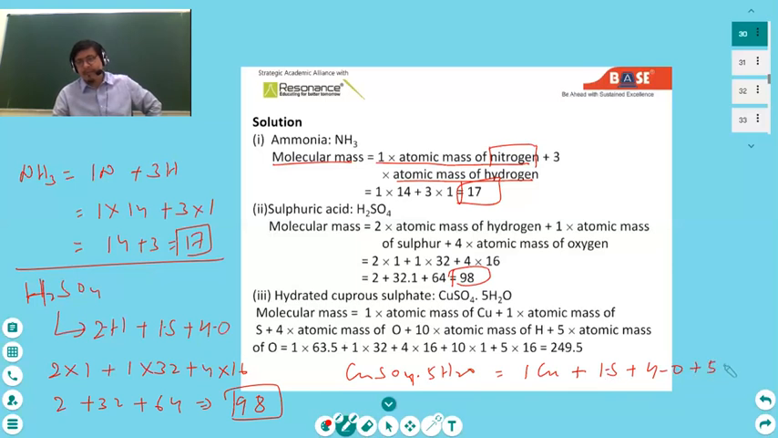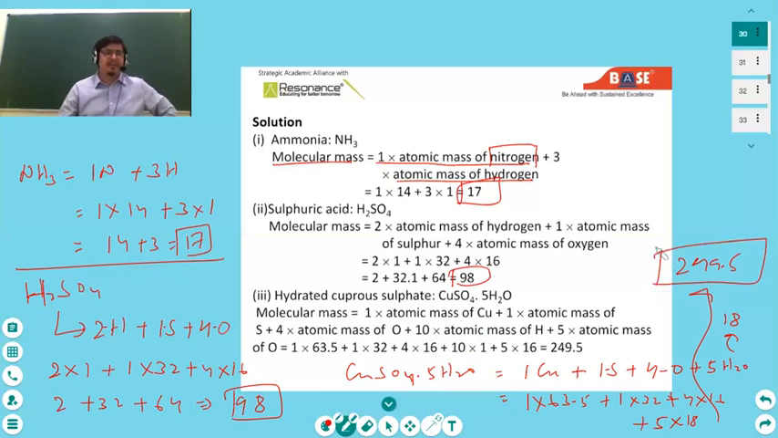And there is 5 water. Now water, till now you know it is 18, so I will keep it as 18. Copper is 1 into 63.5, sulfur is 1 into 32. Oxygen is 4 into 16, and water is 5 into 18. When you add up everything, you will land at 249.5.